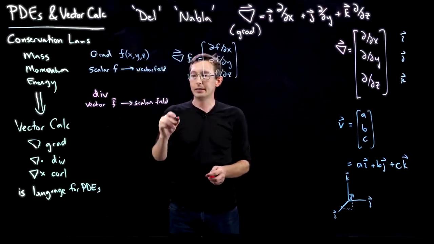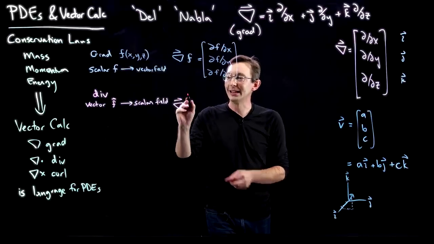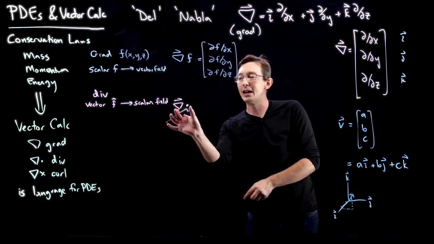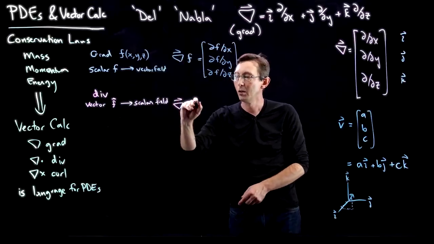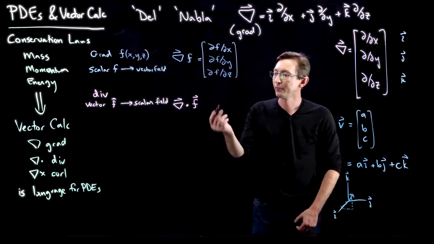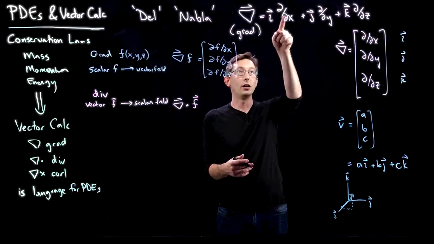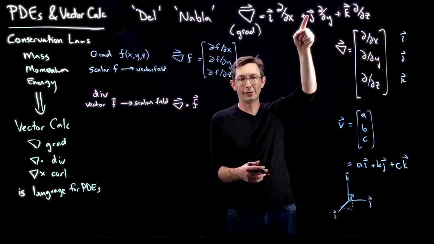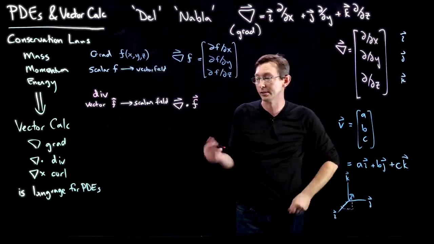So if I take the divergence, it's literally defined as the dot product of my del operator, my nabla operator, with my vector-valued function f. And we assume that this vector f has three components: f1 in the i direction, f2 in the j direction, and f3 in the k direction. And all of those f's are functions.